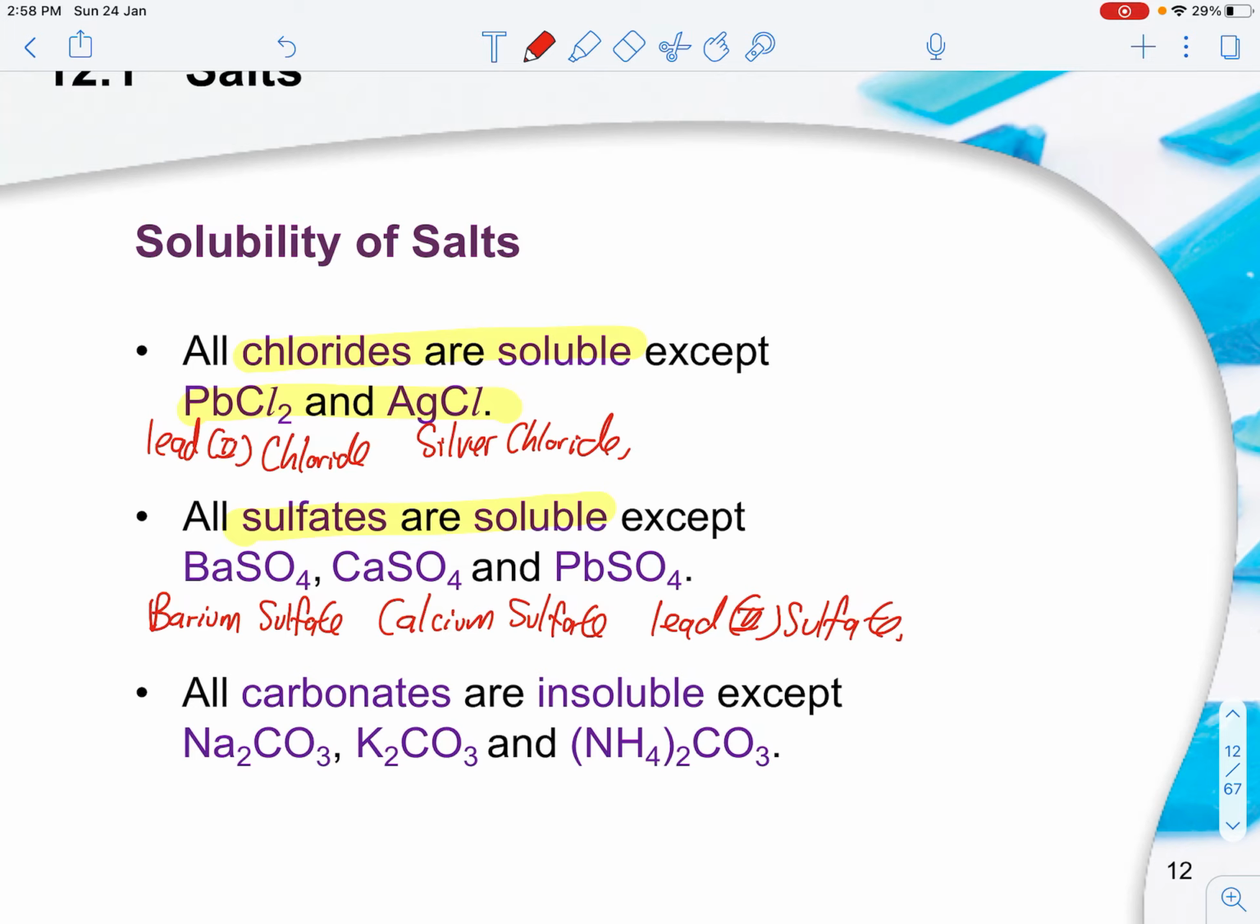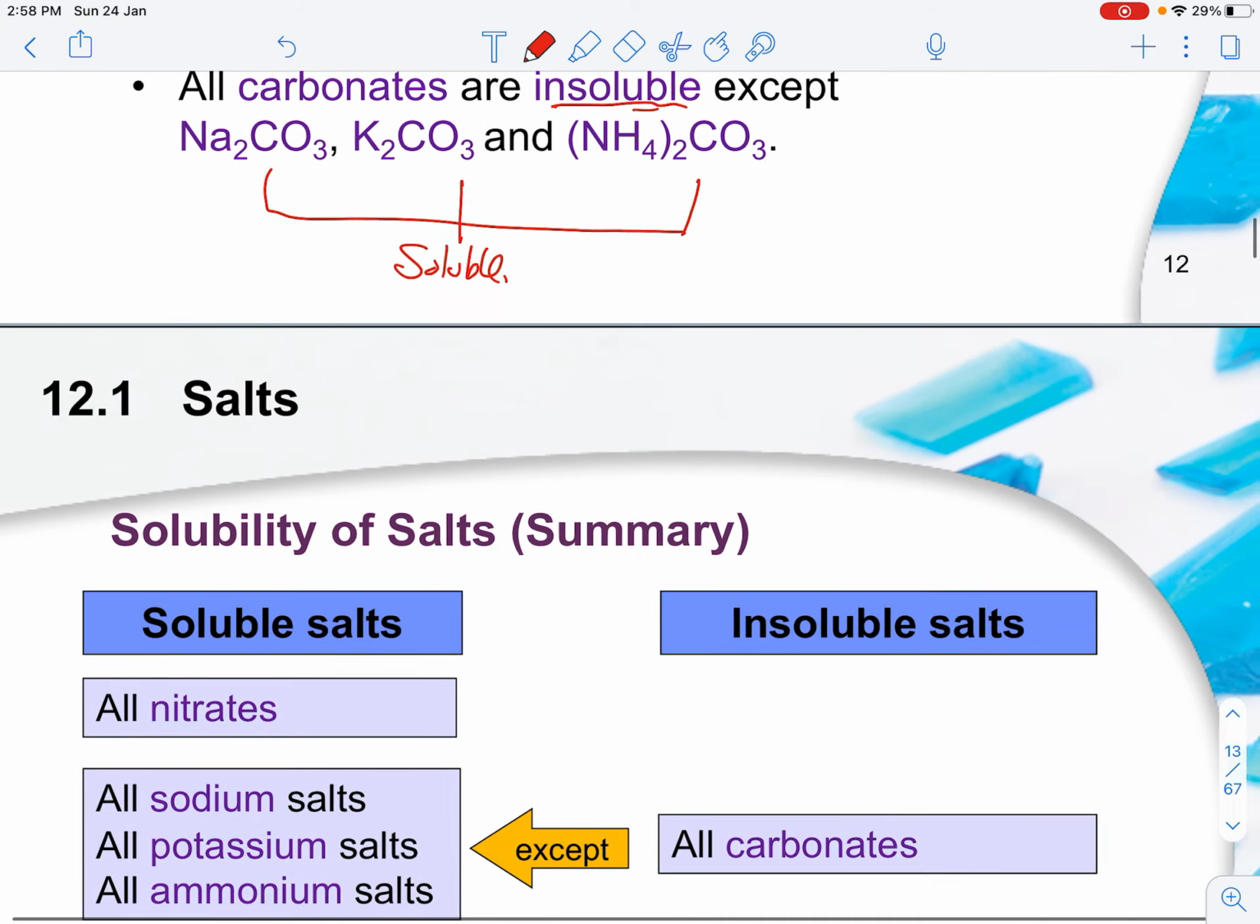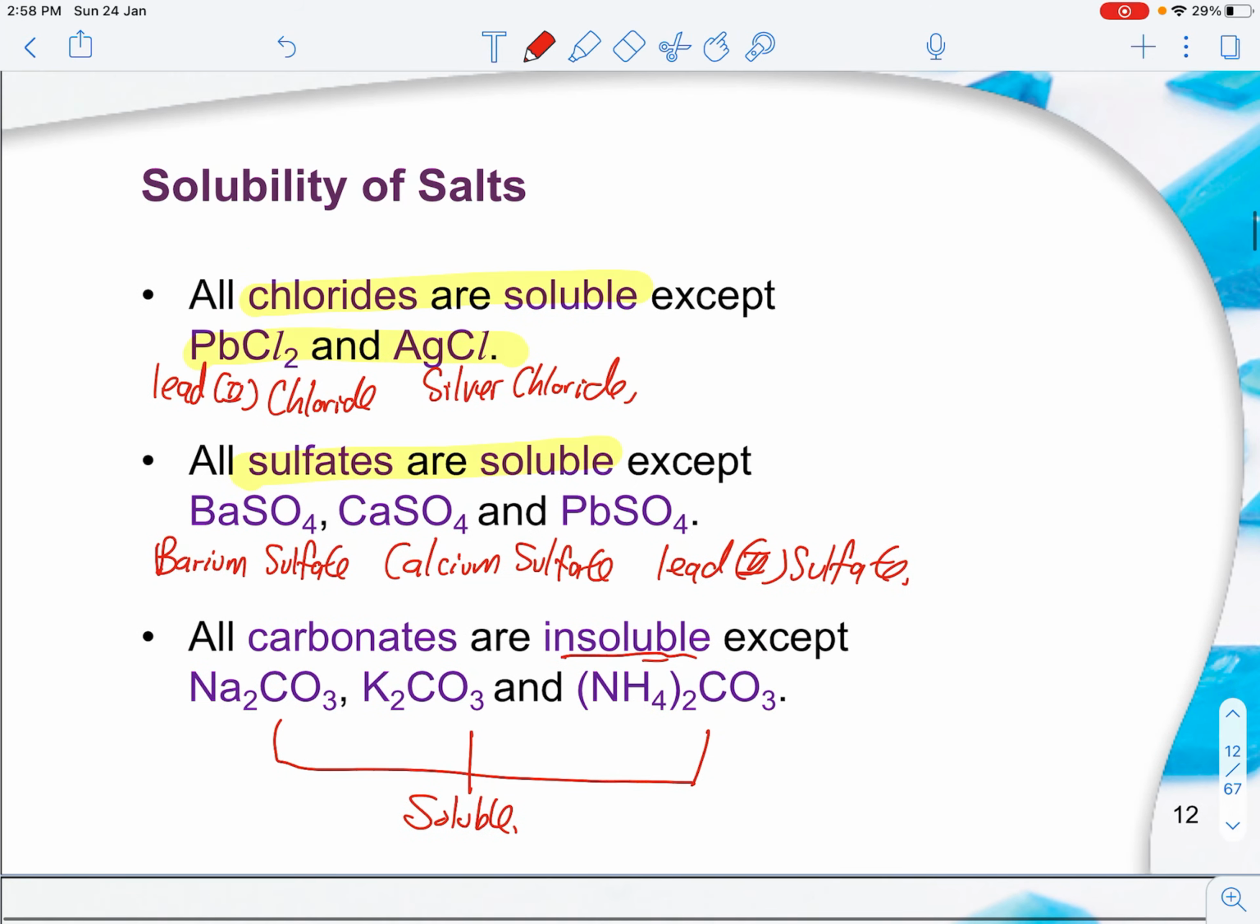All carbonates are insoluble except sodium carbonate, potassium carbonate, and ammonium carbonate. Now do take note that all these three are soluble, whereas the other carbonates tend to be insoluble. So all these are things that you have to memorize by heart. You definitely will not be able to remember after watching this video. It takes a lot of mindful practice to remember this, and this is key.